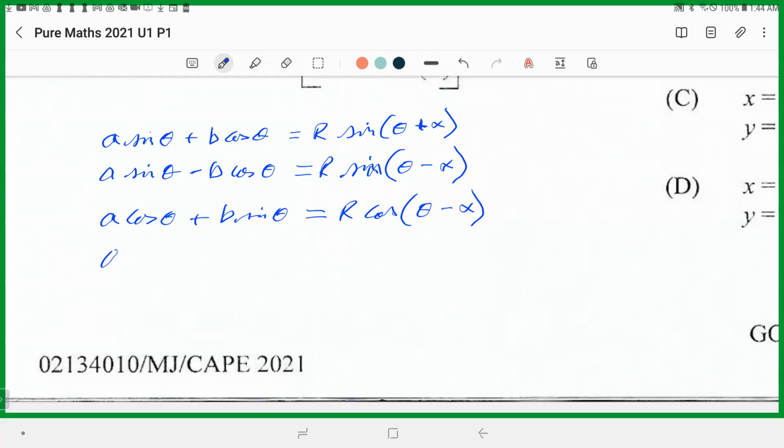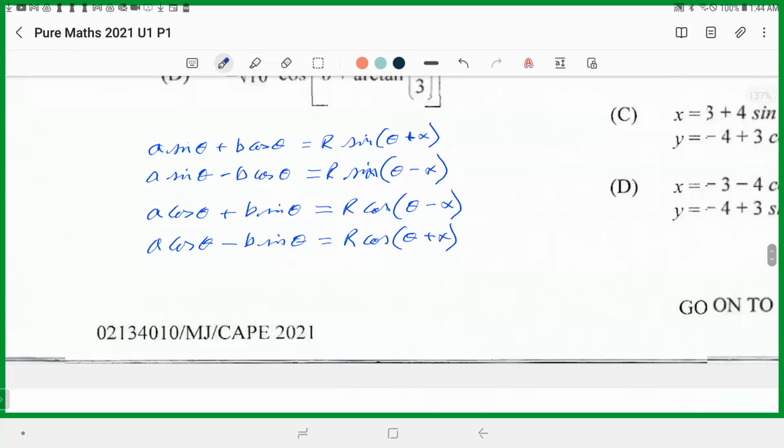Now when there's A cos theta minus B sine theta, the cos comes first, so this is R cos. This is a minus, so I need to put a plus in here: theta plus alpha. What is R?